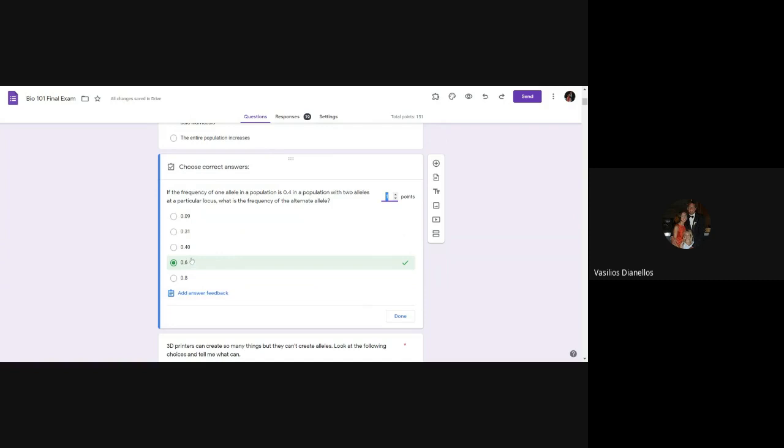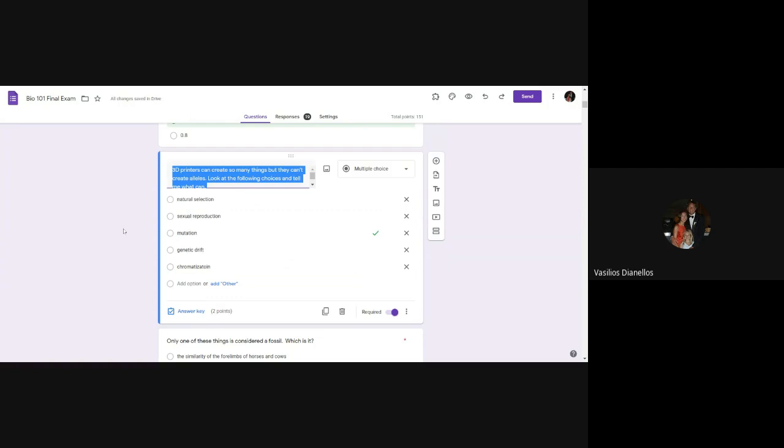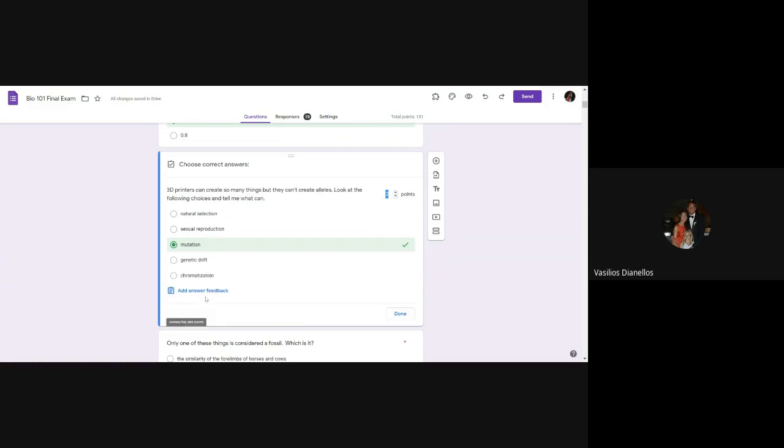Next, 3D printers can create so many things, but they can't create alleles. Looking at the following choices, tell me what can. In other words, this question is asking what creates alleles? Where do alleles come from? And remember, alleles are alternative versions of genes. So the answer is mutation. That's it. It's simply mutation.